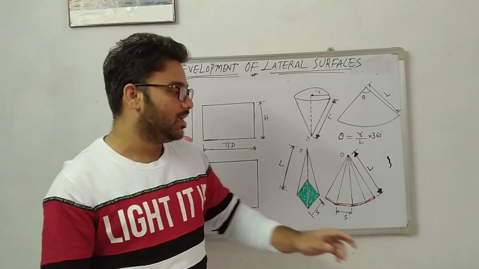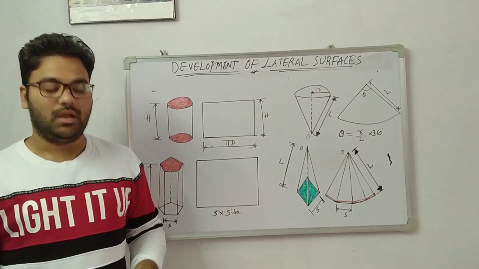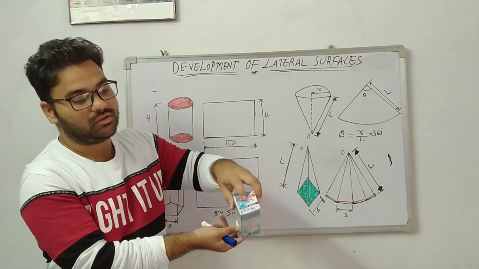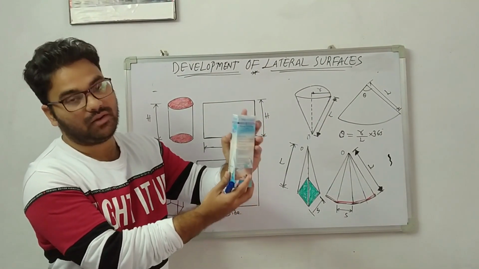To understand it clearly, I would like to take an example. Let us say this is a square prism. The base shape is square. The top is also square. I have taken a square prism with the rectangle faces, four rectangle faces.